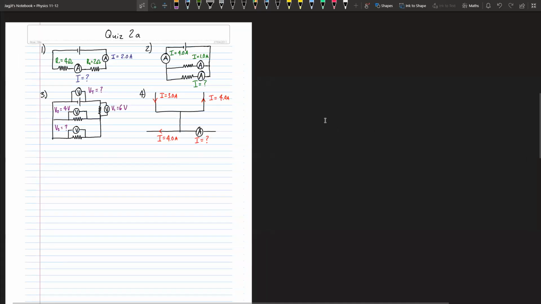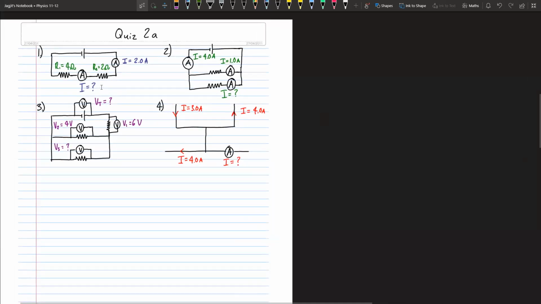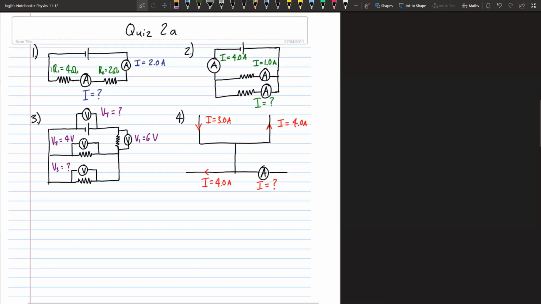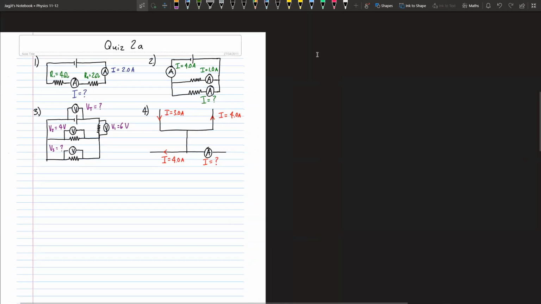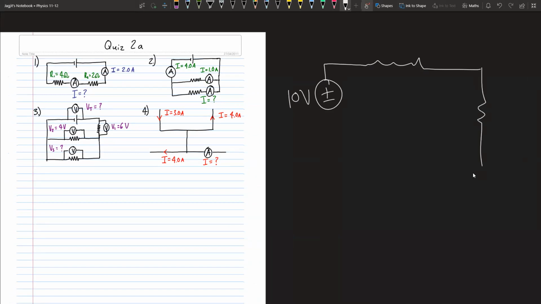Okay, so now let's have a look at this question. In the first question, they've given us a circuit and they're asking us to find the current. Now, there's another thing I want you to know. If I give you a circuit, let's say again we have the 10-volt circuit, and we have these resistors. Let's say this is 1 ohm, 2 ohms, and this is 1 ohm.